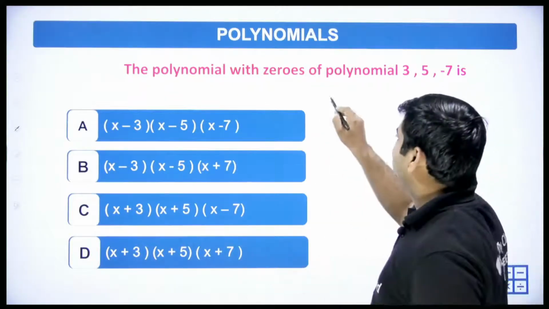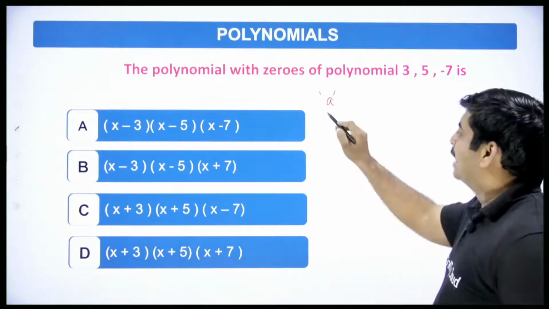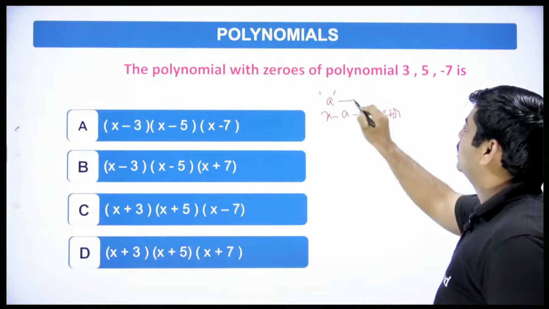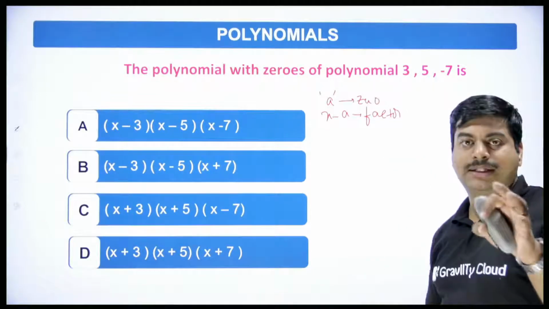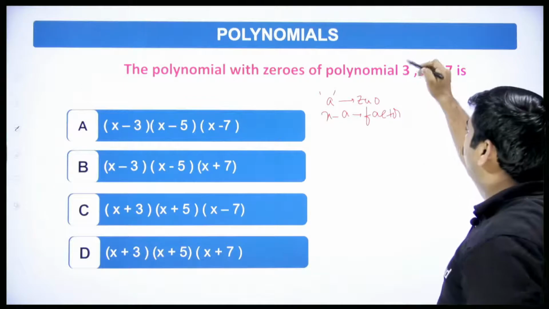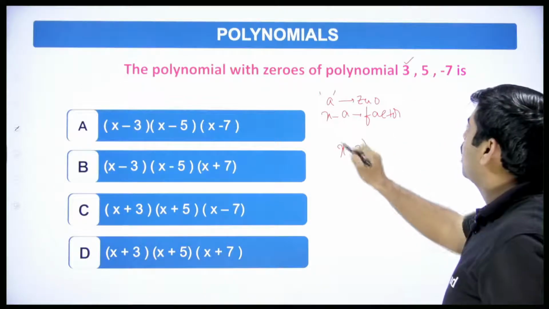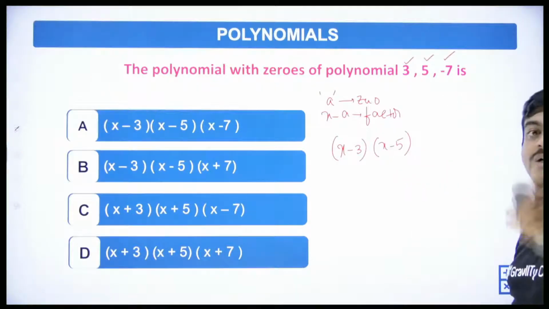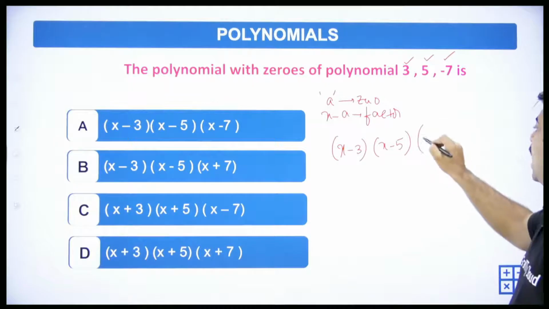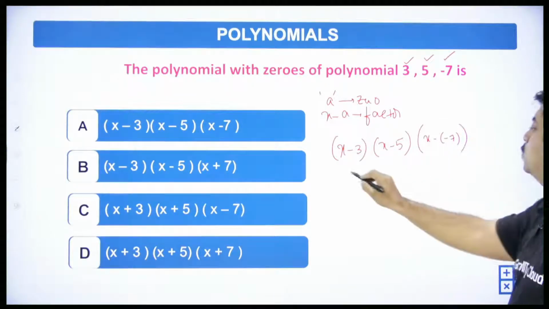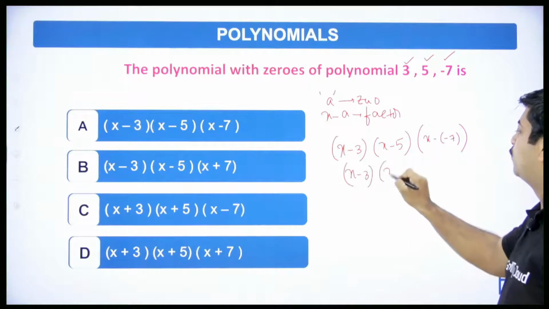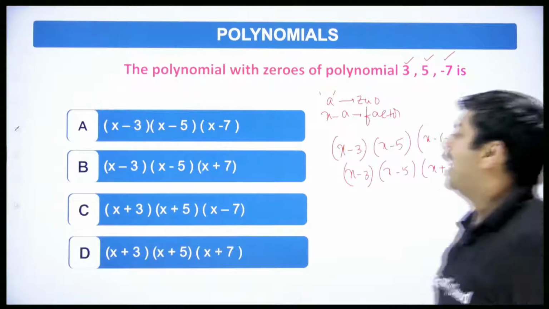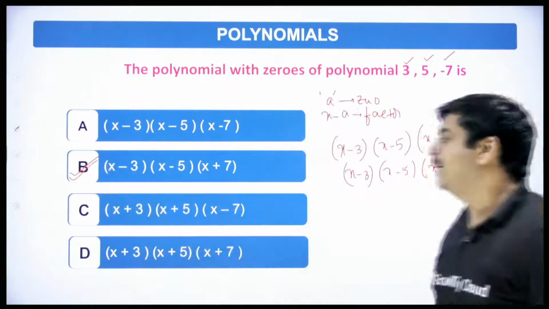Zeros, I told you, if a is a 0, x minus a will be one of the factors. We have discussed this one, right? So as 3 is a 0, I can say that x minus 3 should be one factor. And 5 is another 0, so x minus 5, and minus 7 is another 0, so we should be very careful: x minus of minus 7 will come. So x minus 3 into x minus 5 into x plus 7. So that is option B matches the correct answer.